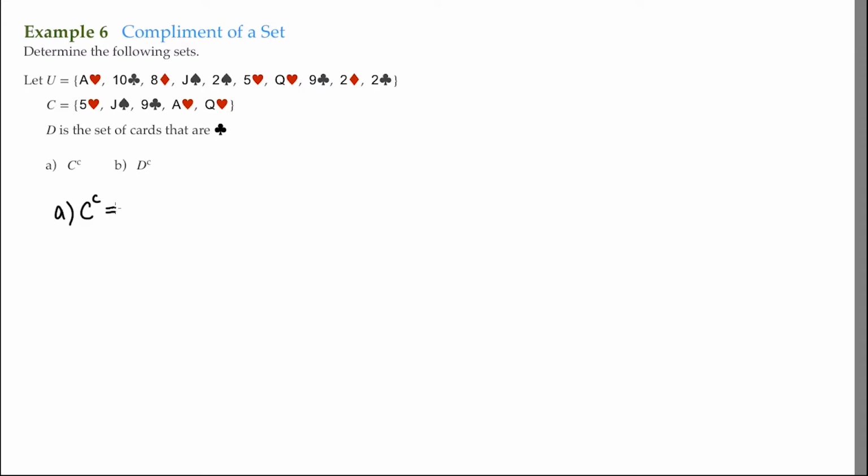I think the easiest way to do that is to just cross out everything in the universal set that's in set C. So we have the 5 of Hearts here, and I'm just going to cross it out. The Jack of Spades, we'll cross it out here. The 9 of Clubs here. The Ace of Hearts. And finally the Queen of Hearts, right here.